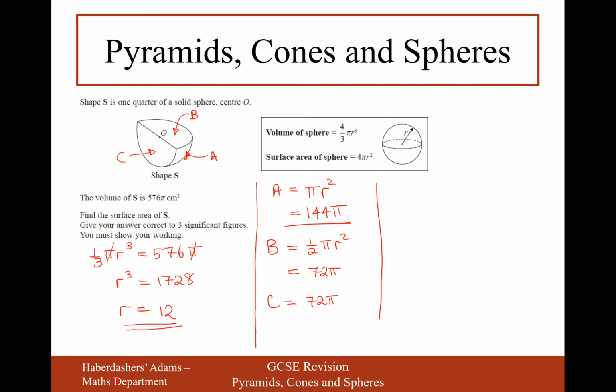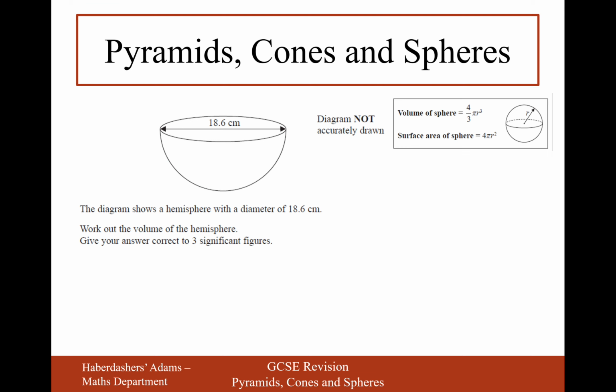So in total, when we now do A plus B plus C, we're going to get 288 pi. But then our answer is required to 3 significant figures, so 288 times pi will give us 905 centimetres squared. Centimetres squared, because it's a surface area. And there we are, that's the answer for this question here. Let's move on to the next one. Pause the video and give this one a go.